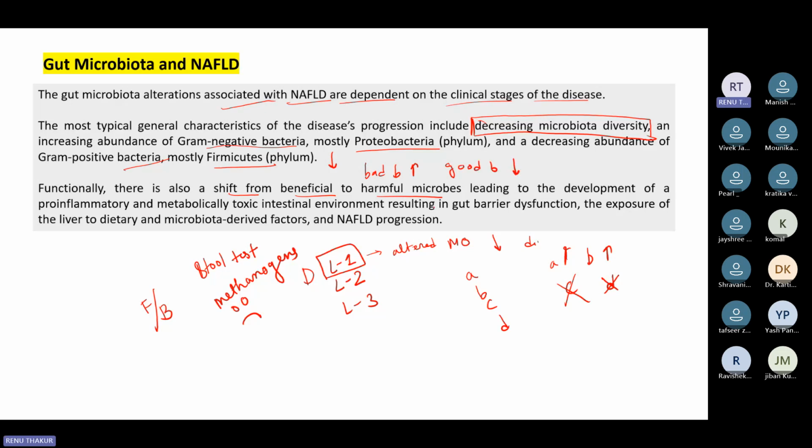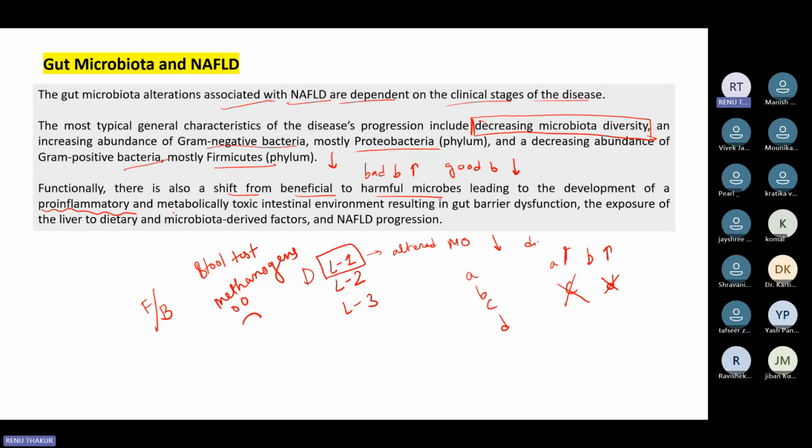So this is the thing going on, leading to the development of a pro-inflammatory state. Then it will initiate inflammatory responses. So this key point you can write: whenever there is an increase in the bad bacterial population, they will release inflammatory mediators, and this is enough to initiate the overall inflammatory responses by our own immune system.